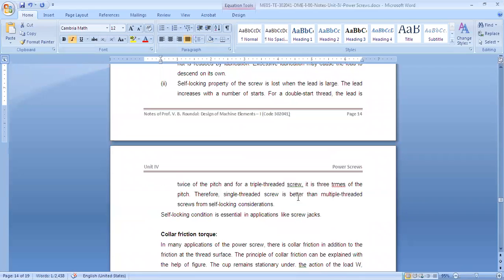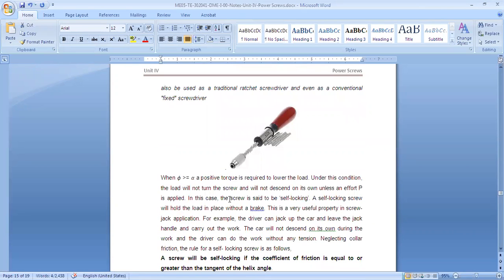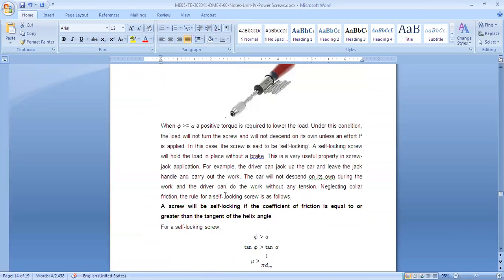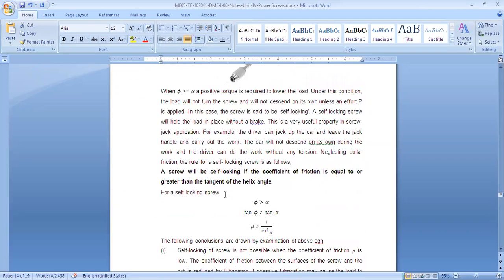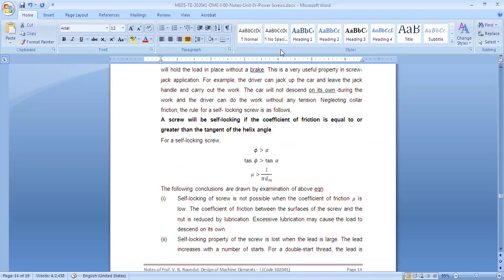Okay, so this is the concept of the self-locking screw, and these screws are used in important applications like the screw jack, where we do not want the screw to come down by itself. There the torque must be given to lower the load. It will lock itself. It will not come down without giving input torque. Any doubt, any queries you guys have?